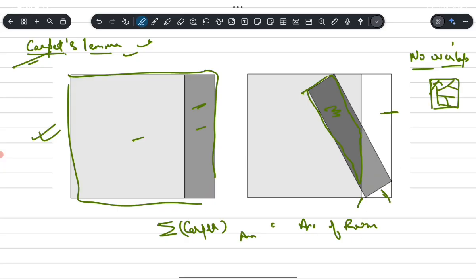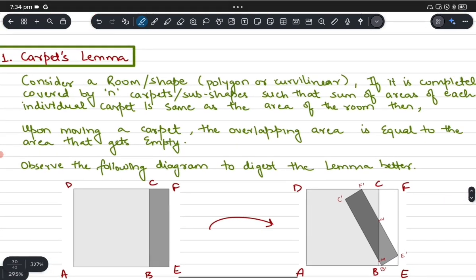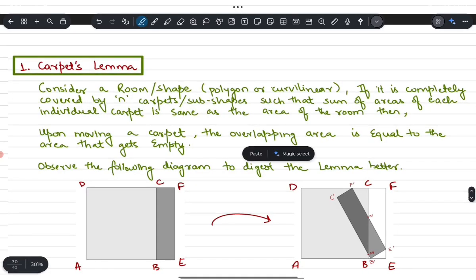I have formalized the formal statement for this. Here you can read it. We have to consider some shape, which can be curvilinear as well. It's not necessary for it to be a polygon. It can be this as well. And it's completely covered by n carpets or subshapes, such that the sum of the areas of each is the same as the area of the room. Then upon moving a carpet, the overlapping area is equal to the empty ones.